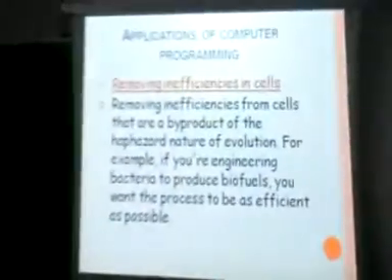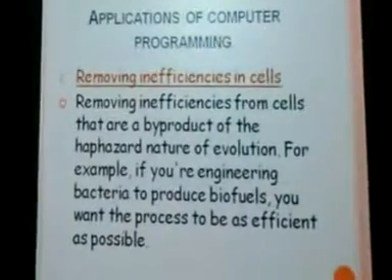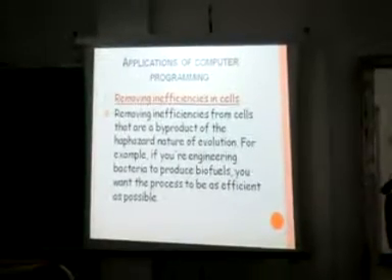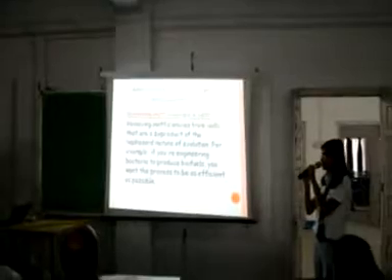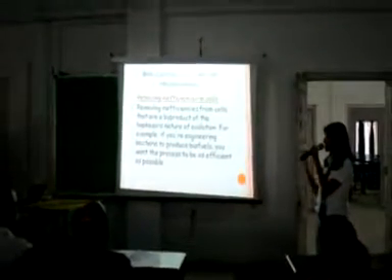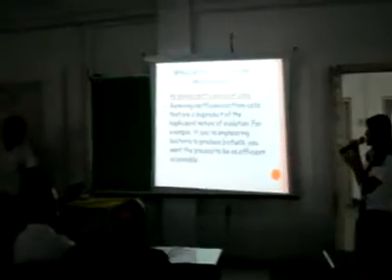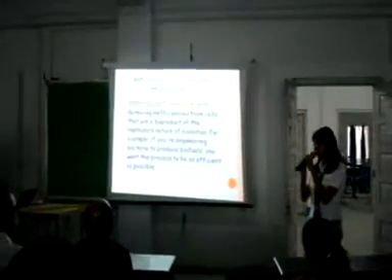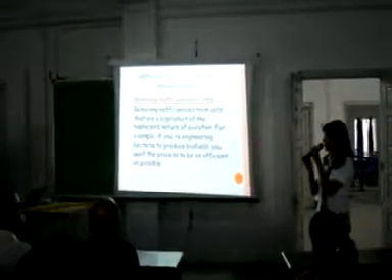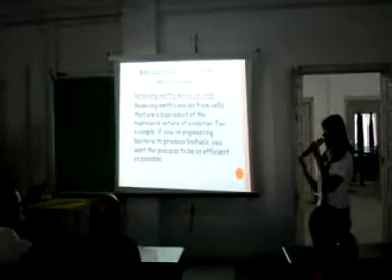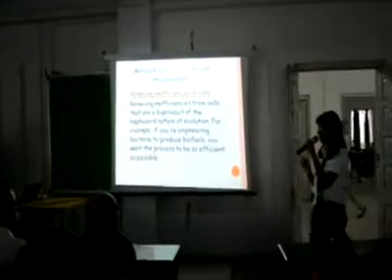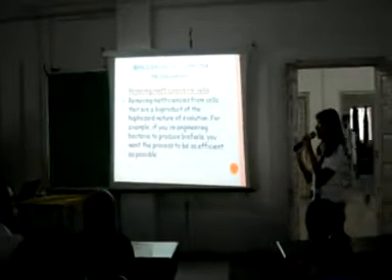Here we have covered mostly 4 applications of computer programming. The first one is how we can remove inefficiencies in cells. Due to evolution, some cells are produced which are inefficient. If you are trying to use bacteria in the production of biofuels, we want it to have as much efficiency as possible. So we can use computer programming within genetic engineering to reprogram the cells to make them more efficient.